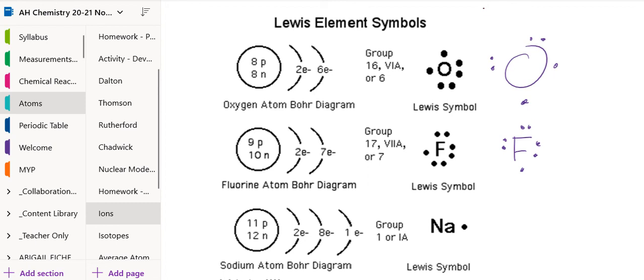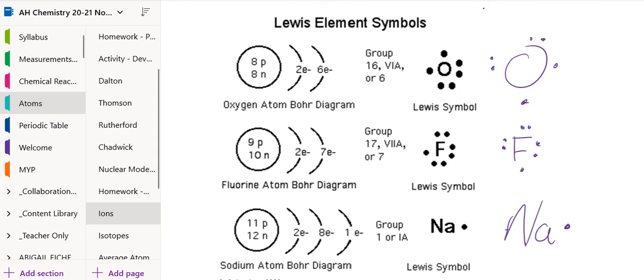And then sodium, how many total electrons does sodium have? 11. How many valence electrons does sodium have? One. So how many dots on the Lewis structure? One. Sodium's Na. You will just draw them on unpaired until they start pairing. So after four electrons, you'll have to start pairing them, and then it'll work out. Okay.